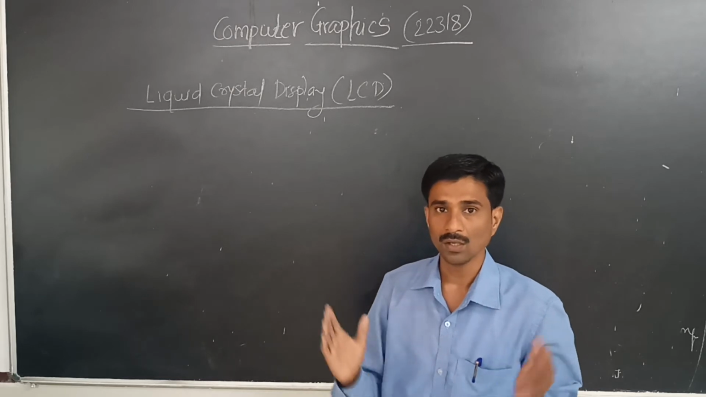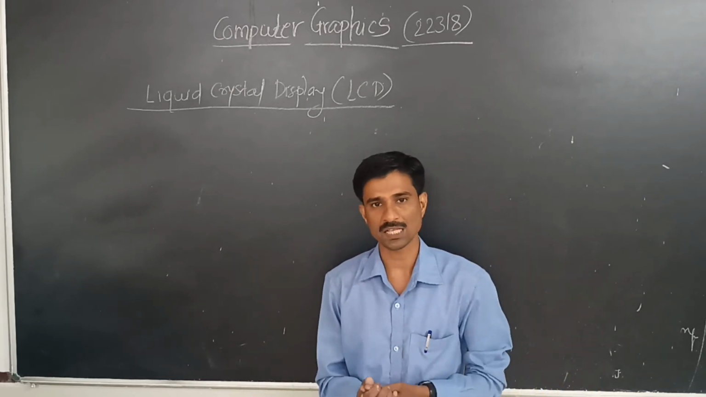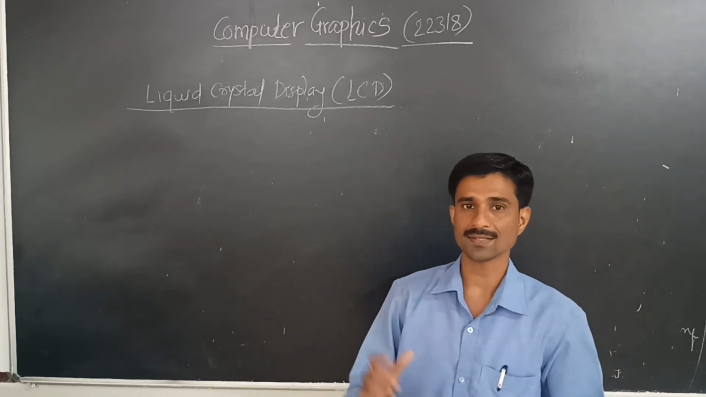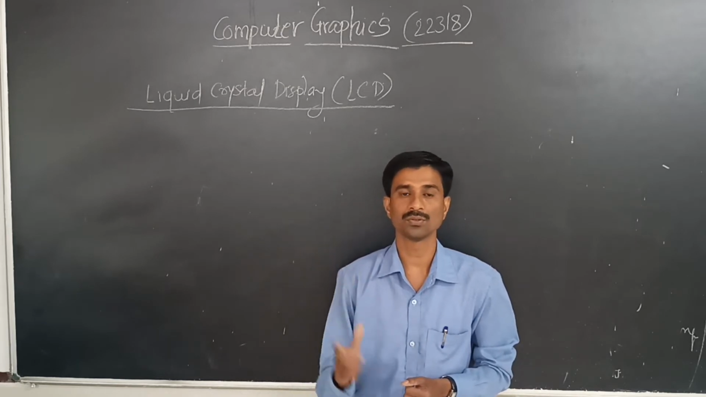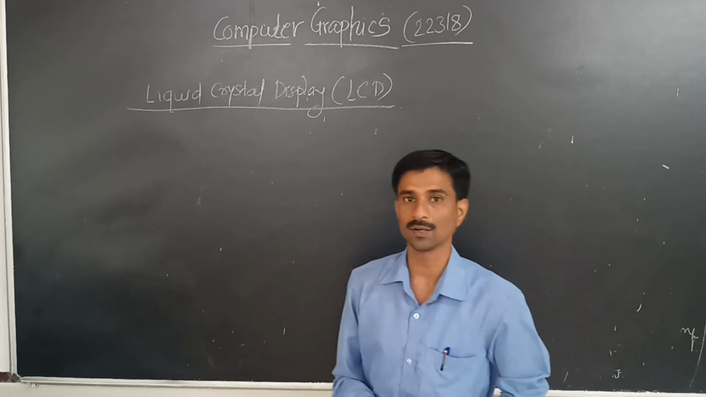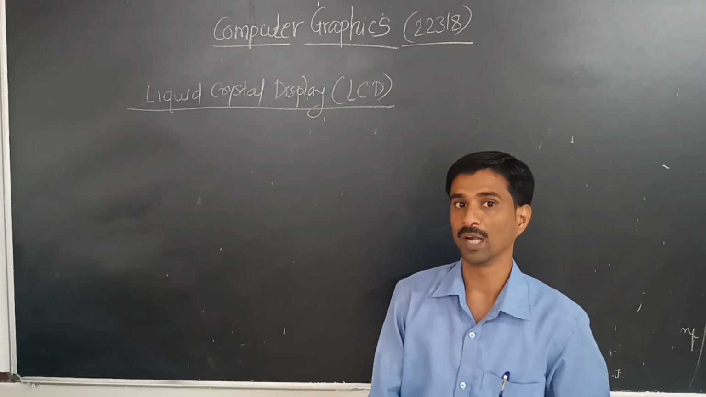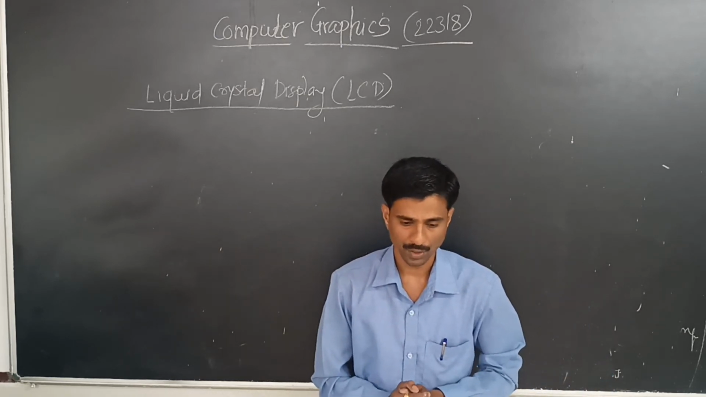Then these two glass plates contain, similar to plasma, the electrodes. One glass plate is made up of horizontal electrodes or horizontal transparent conductors, and another glass plate is made up of vertical conductors or vertical electrodes.